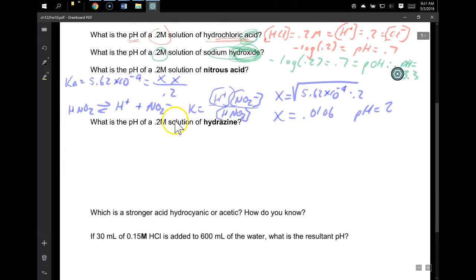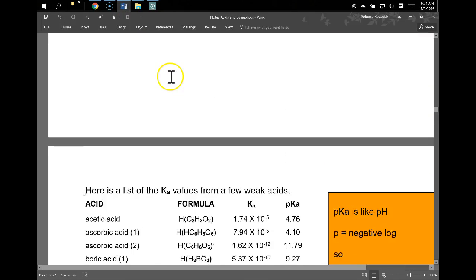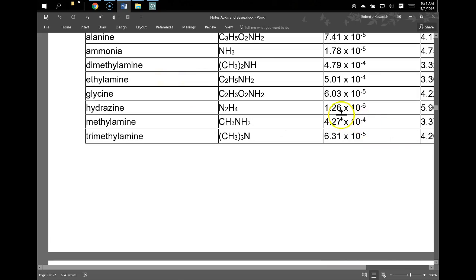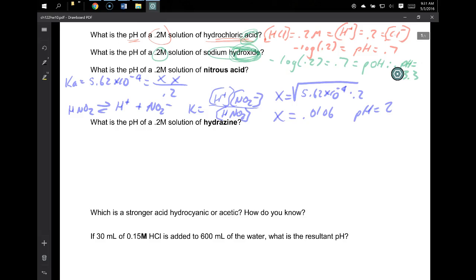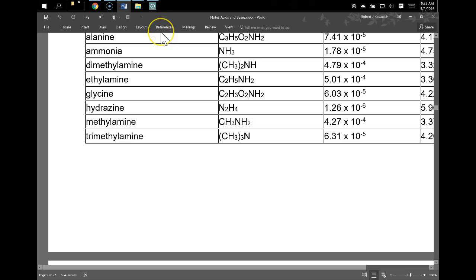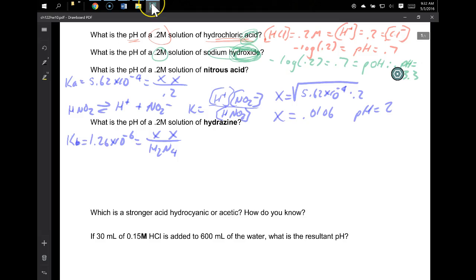So we're going to do the same thing for the next problem, except I'm going to have to look up hydrazine. So that's a weak base. And so Kb is 1.26 times 10 to the minus sixth equals x and x, and then H2N, is it 4? Yeah. Actually, I can just erase that because that's 0.2 down there.